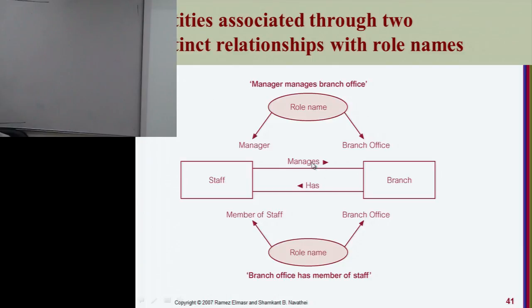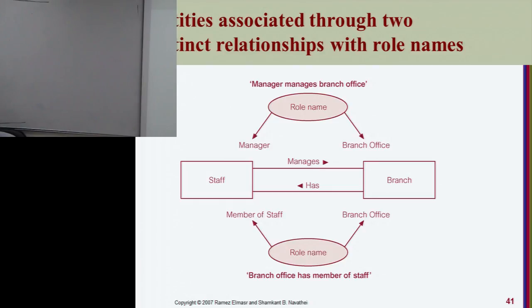Here he draws arrows just to stress the direction of reading the sentence, but as we said, it is not needed if you are reading the sentence from left to right. This example shows that I can relate two entity types with two different relationships. One, they are related for has: the branch has many staff members, 5, 10, whatever. But again, one of these staff members manages the branch.